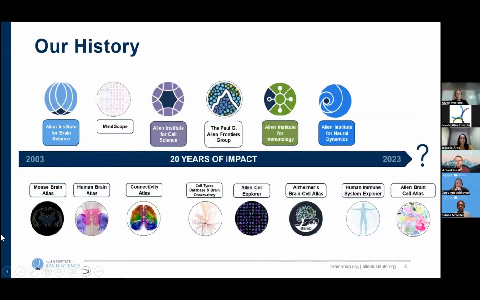And over the last 20 years, the Allen Institute has done a number of large-scale projects, starting from the mouse reference brain atlas that was created almost 20 years ago, all the way to our Allen Brain Cell Atlas, or ABC Atlas, which was released in 2023 and features single cell and spatial transcriptomic data. And spatial transcriptomic data is what we'll be highlighting in this webinar today.